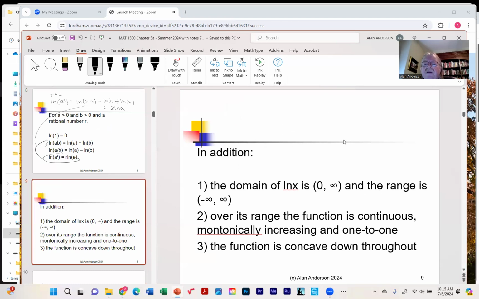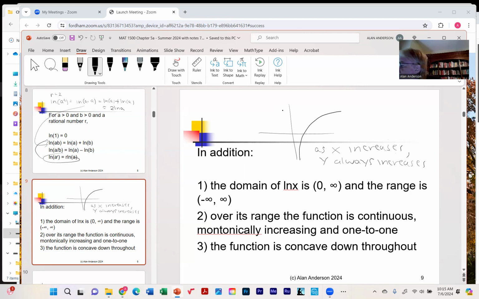A few other details. The domain of the log, as we've just seen, is 0 up to infinity without actually including the 0. The range is all the real numbers. Over its range, the function is continuous. And remember, we mentioned this idea of monotonically increasing, which simply means that as x increases, y always increases. In other words, there's never going to come a point where the curve dips down or something like that. So we say that it's not just increasing, it's monotonically increasing. You'll see why that's so important later on in this chapter.